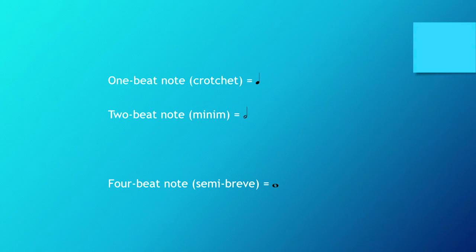Now we've learned about notes that are worth 1, 2, and 4, but we're missing out one. We need a 3-beat note. So I ask you now to pause the video after we've spoken and try and work out what a 3-count note could look like.